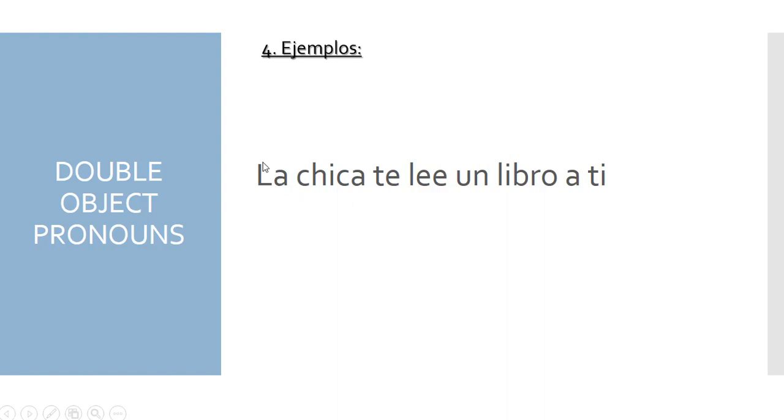Same thing in English. La chica te lee un libro a ti. Okay, what do we have here? We have someone, the girl, she reads a book to you. And you already see that te there because since you have an indirect object, you need the indirect object pronoun. Okay, let's try to replace them. The direct is going to be replaced by lo. You can do this slowly, okay?